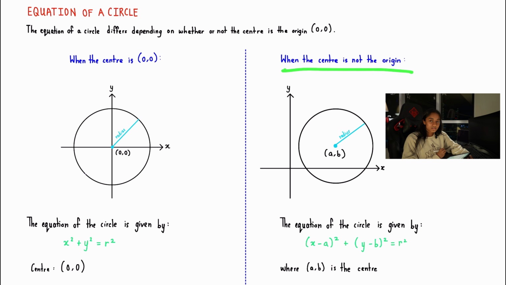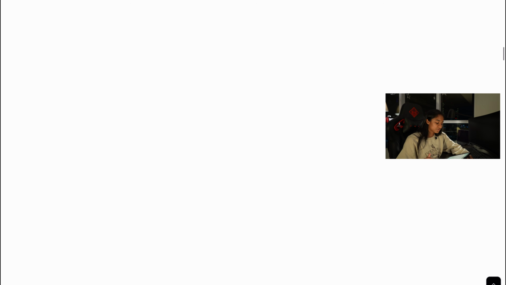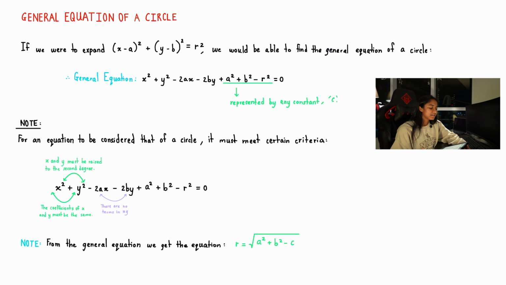And when the center is not the origin, so if it's anything else, let's just say a, b for now, the equation of the circle is given by x minus a all squared plus y minus b all squared is equal to the radius squared. And that is where a, b is the center. So now let's go through the general equation of a circle. If we were to expand x minus a all squared plus y minus b all squared is equal to r squared, we would be able to find the general equation of a circle.